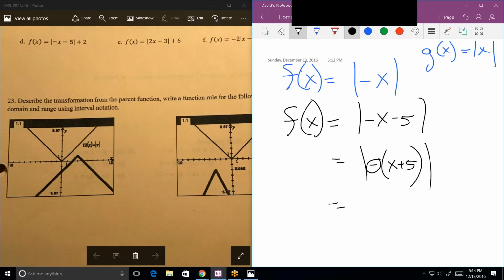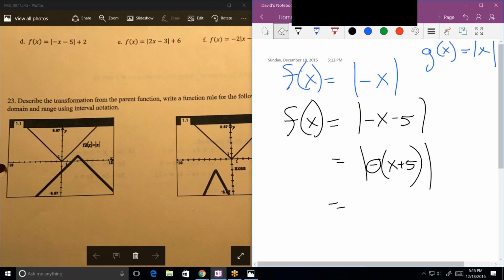And now what else? Hold on. Horizontal shift which way? It'd be a horizontal shift right 1. No. Remember, it's always x minus h. So in this case, it's a horizontal shift left by 5.